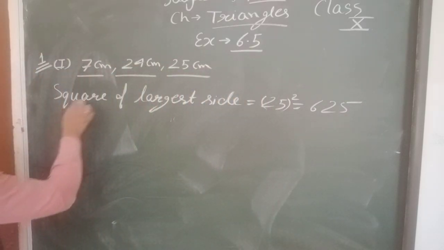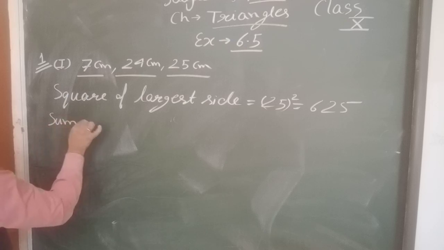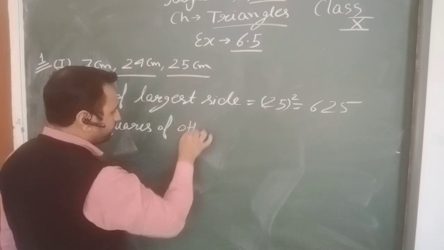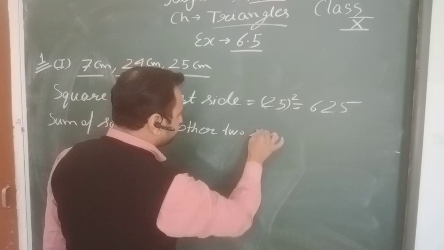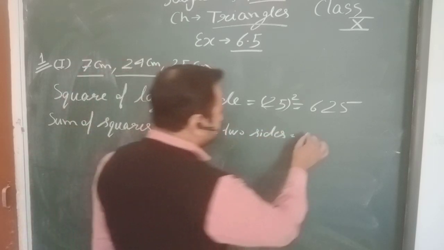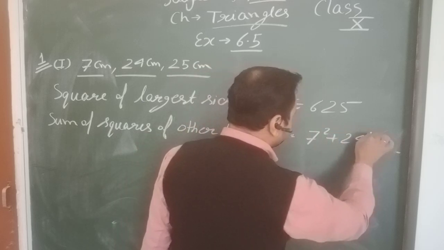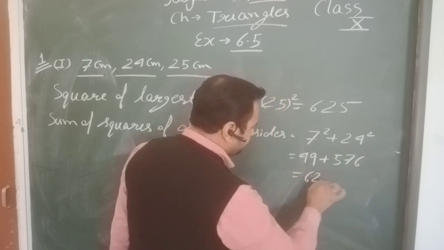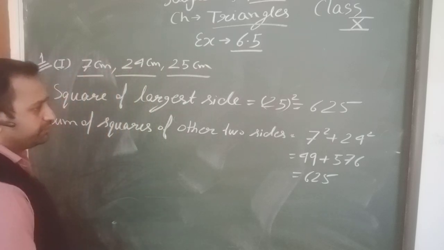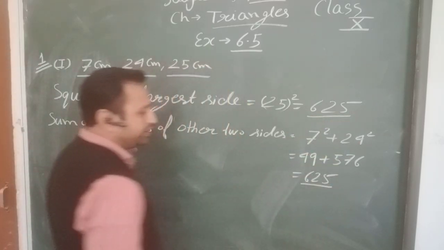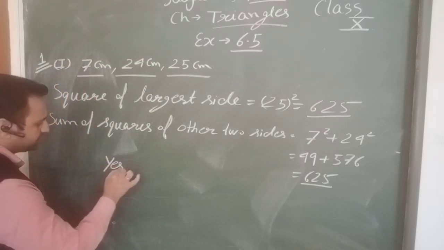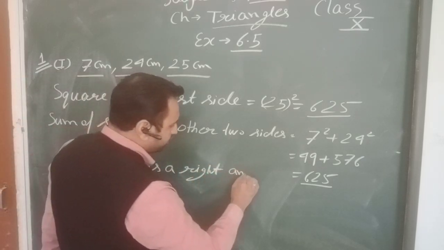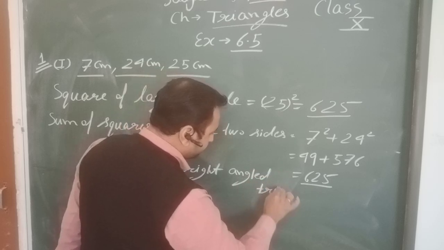Now we have to find out the sum of squares of the other two sides. It means 7 square plus 24 square: 49 plus 576, and their addition is 625. So because these two values are equal, we can say that it is a right angle triangle. Yes, it is a right angled triangle.